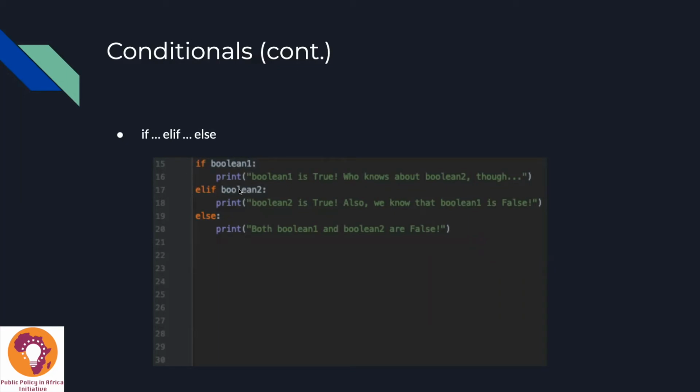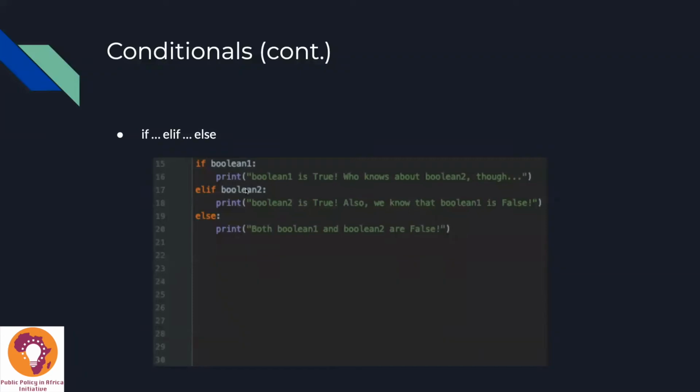But say that both Boolean 1 and Boolean 2 are false. So if Boolean 1 is false, we don't print line 16, skip to line 17, and evaluate our elif boolean 2. If elif boolean 2 is false, then we also skip line 18 and go straight to our else block. The else block is like a catch-all, and it only evaluates in the case that everything above it has evaluated to false. So in this else block, we would print boolean 1 and boolean 2 are false.